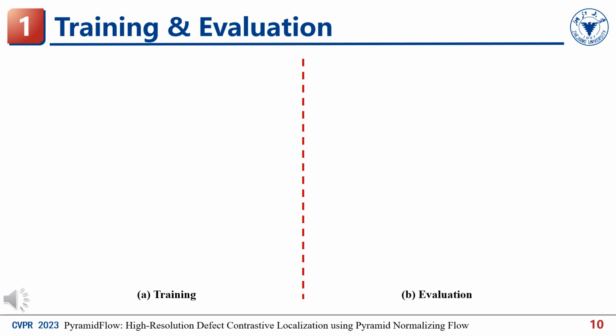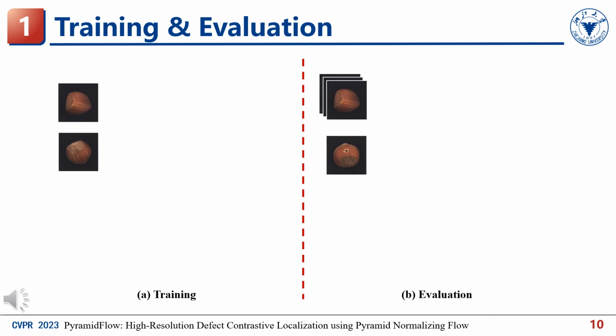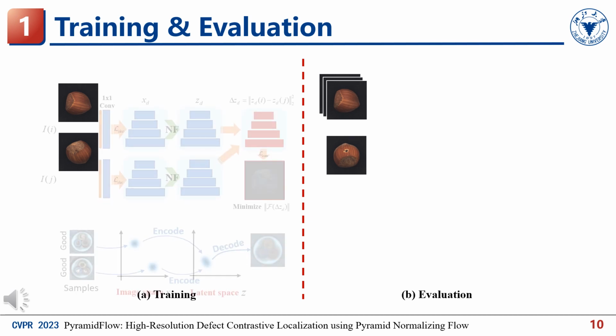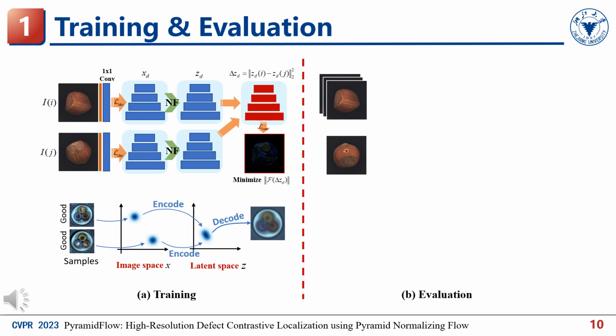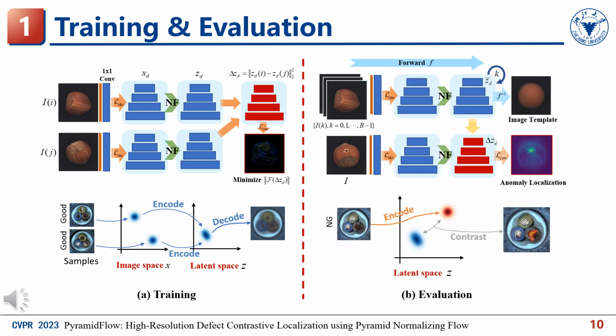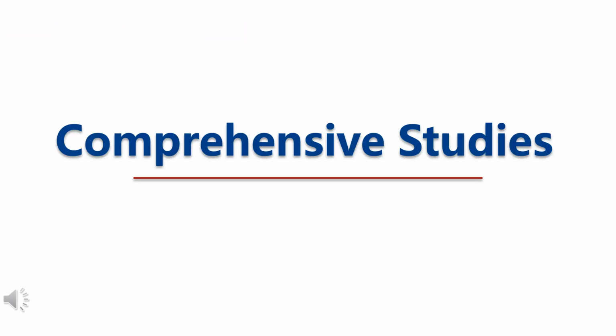The training dataset consists exclusively of normal images, while the test dataset includes both defective and non-defective images. During the training process, we randomly select two images and minimize their distance in the latent space. In the evaluation process, we encode the testing image into the latent space, then contrast it with the latent template to localize defects. Below, we will present some experimental results.